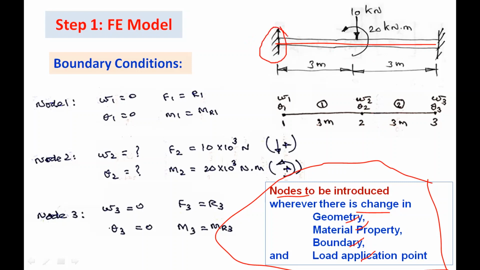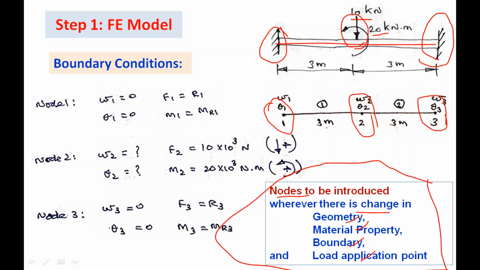At the left end there is a support, so we have to introduce a node for this support, node 1. Similarly, at the right end we have a support. So nodes are introduced for these two boundaries, 1 and 3. At the center we have the load acting point, so for that we are introducing node 2. There is no change in geometry or material property. We are introducing a node only at the load acting point. At node 2, we have the external load 10 kilonewton as well as the external moment 20 kilonewton meter.